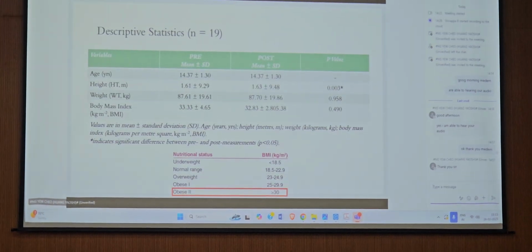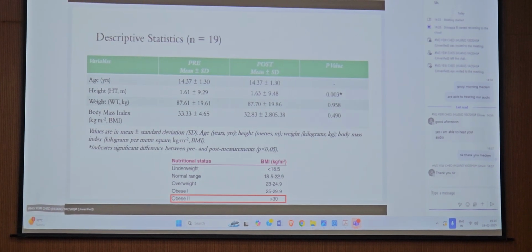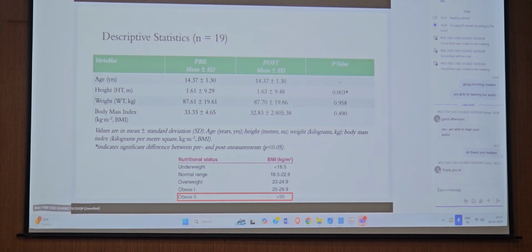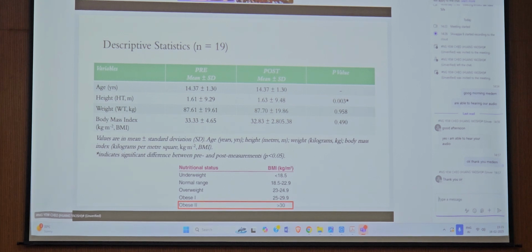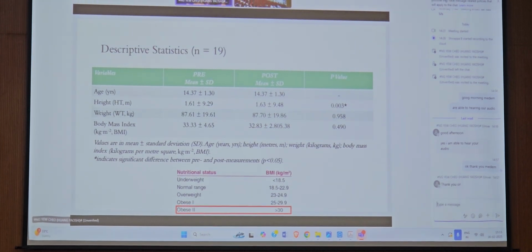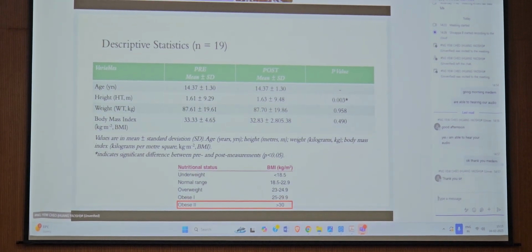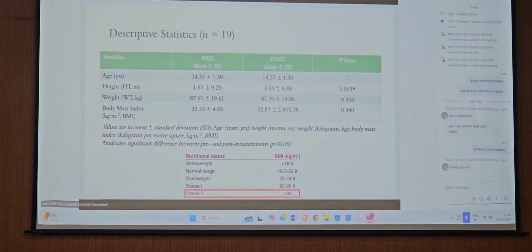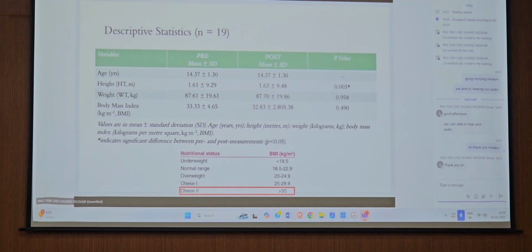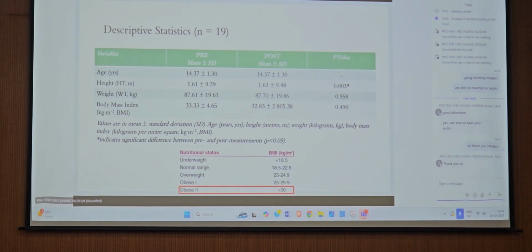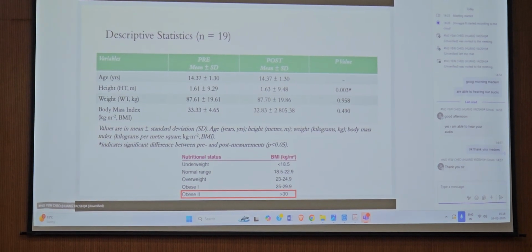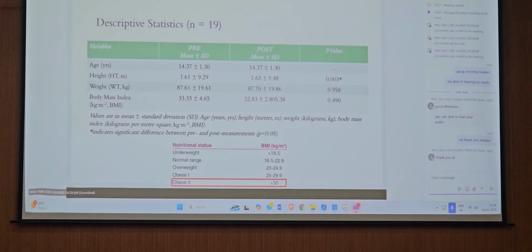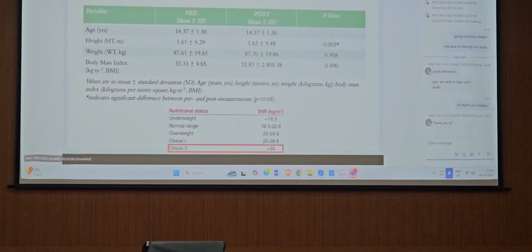So with a number of students n equals 19, they were about 14 years old, their height is about 1.61 for the pre, post 1.63 meters, and their weight relatively they kept the same, and then their BMI 33 to 32. However, we only found significant difference between their pre and post height, but no significant difference for their BMI. So again, these students we selected, their BMI were above 30.